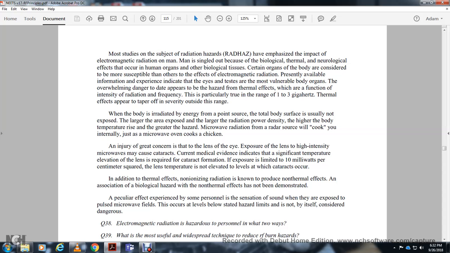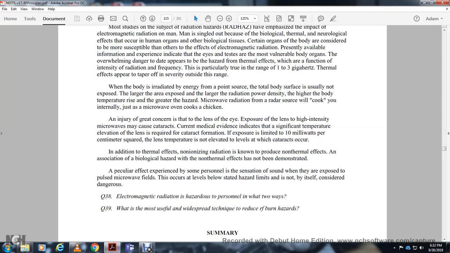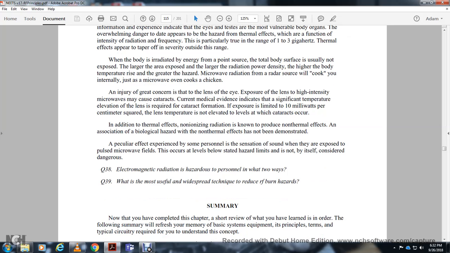Of greater concern is the lens of the eye; exposure of the lens to high intensity microwaves may cause cataracts. Current medical evidence indicates that a significant temperature elevation of the lens is required for cataract formation, with exposure limited to 10 milliwatts per centimeter squared, at which the lens temperature is not elevated to the level where cataracts occur. In addition, the thermal effect of non-ionizing radiation is known to produce known thermal effects in association with biological hazard; non-thermal effects have not been demonstrated.